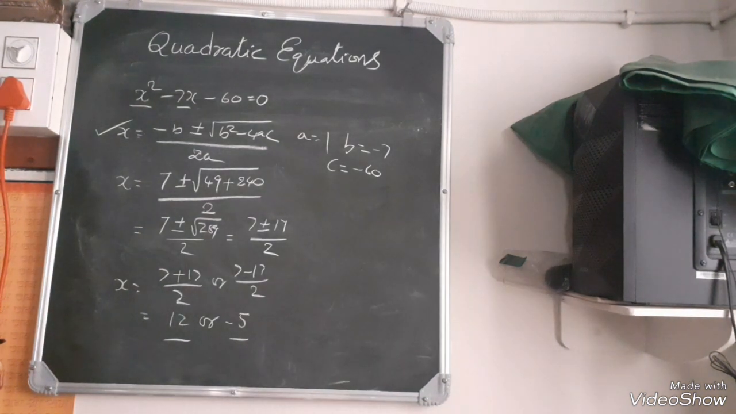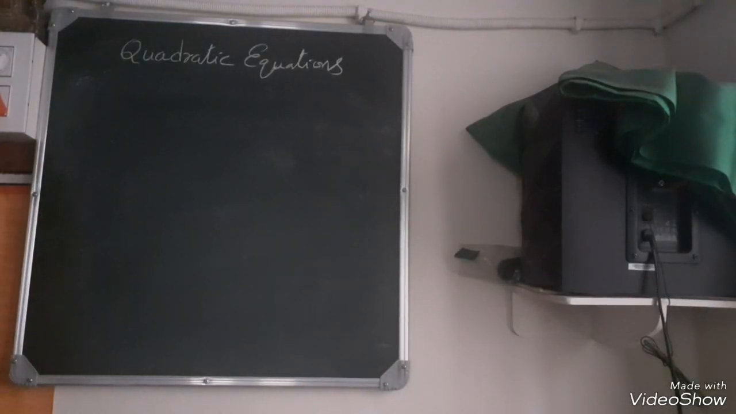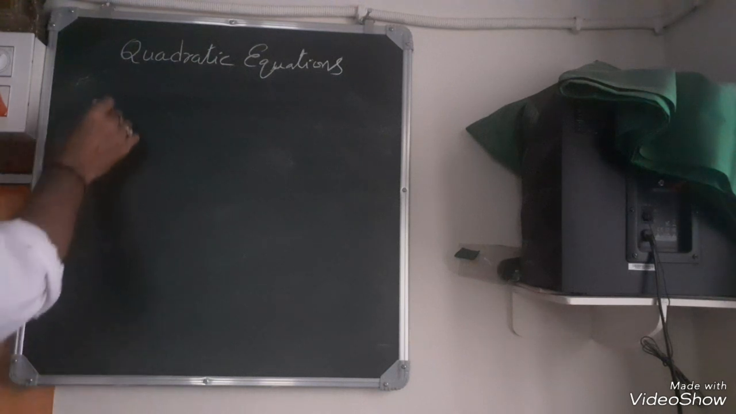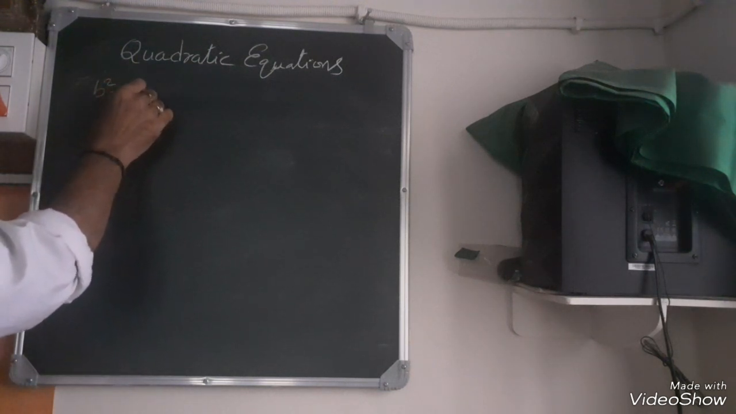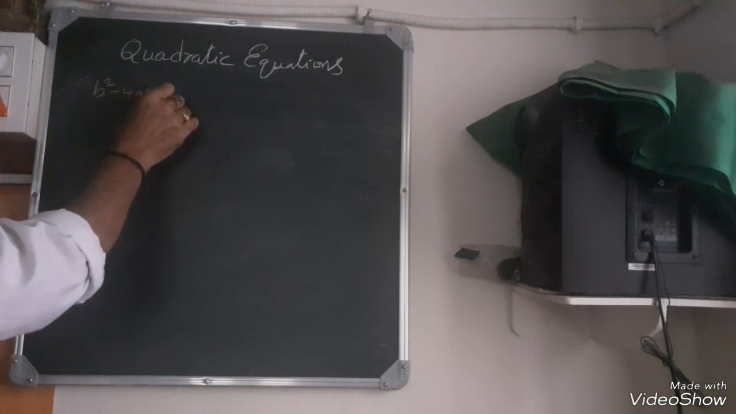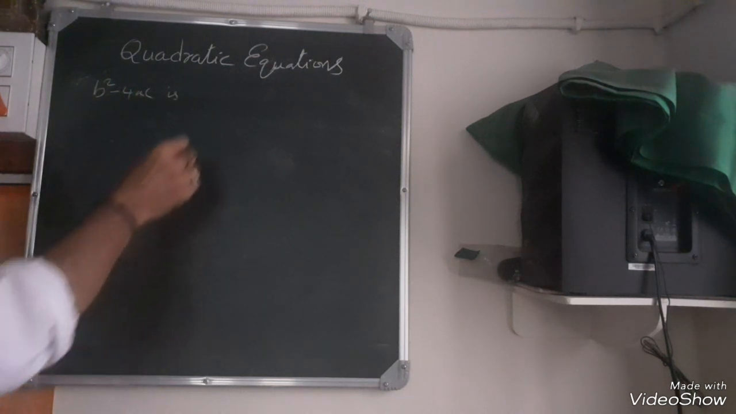So next topic, the discriminant of the quadratic equation. So what is the discriminant of the quadratic equation? So here b square minus 4ac is called the discriminant of the quadratic equation.